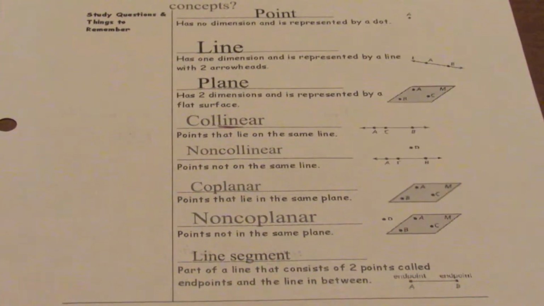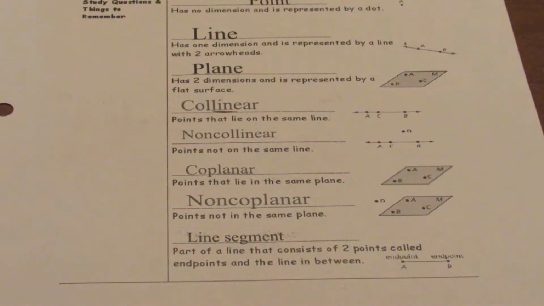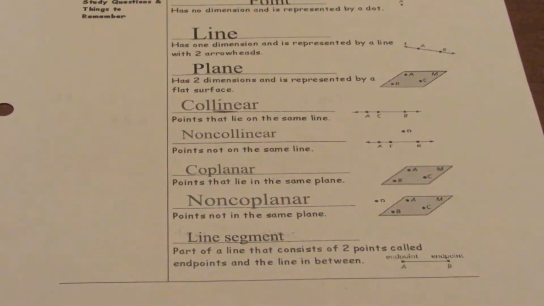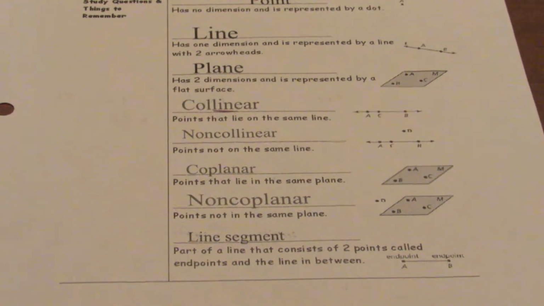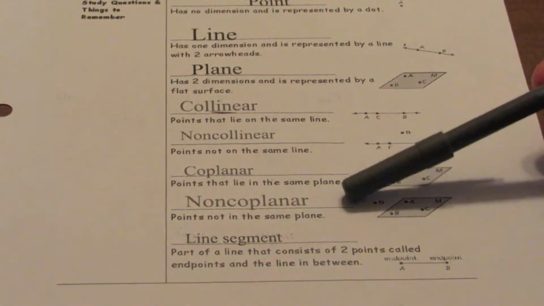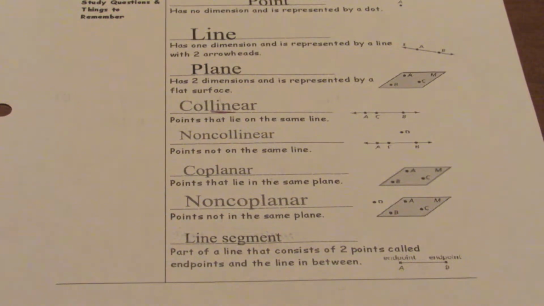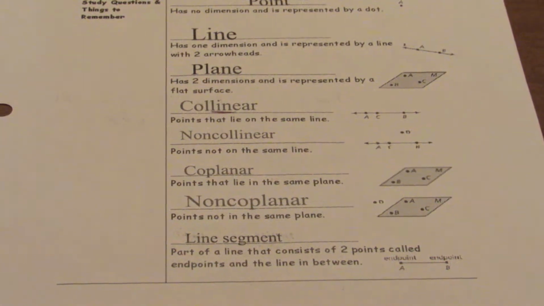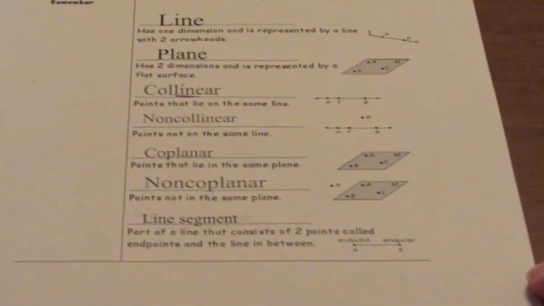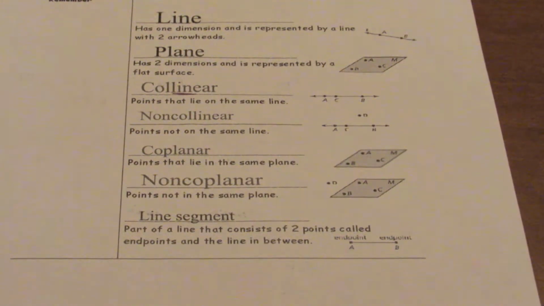Similarly, with coplanar and non-coplanar. Coplanar, points that lie in the same plane. Now we're missing the E, but again, we have the word plane right in there. So coplanar points are on the same plane. Non-coplanar, points not in the same plane. Most of the things we deal with will be on a flat surface. So you're sort of showing something that's off there. You're thinking of something that is not in that same flat surface. So if I was looking at the paper, something above the paper would be non-coplanar. And then we have a line segment.